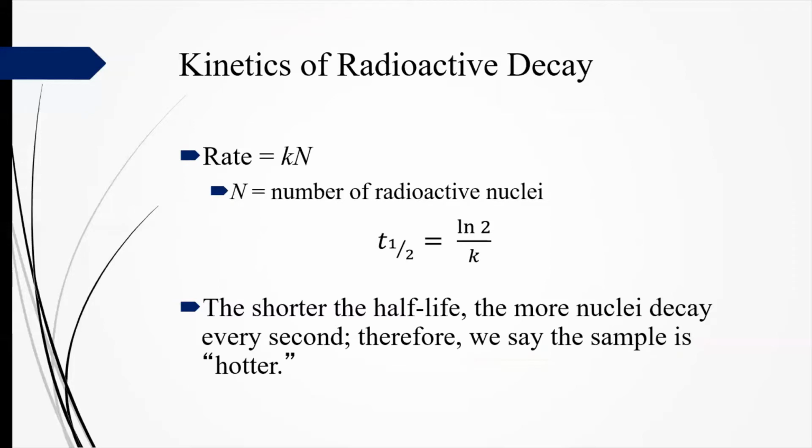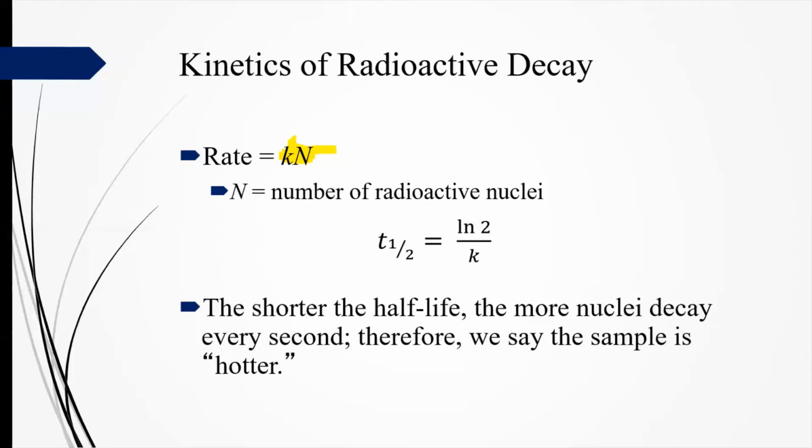But right now we can think of it as rate being whatever that radioactive decay constant is times the number of nuclei. And so our half-life is going to be ln2 divided by k, just like we had for our half-life of a first-order reaction. We just had a different n. Instead, we had an a.